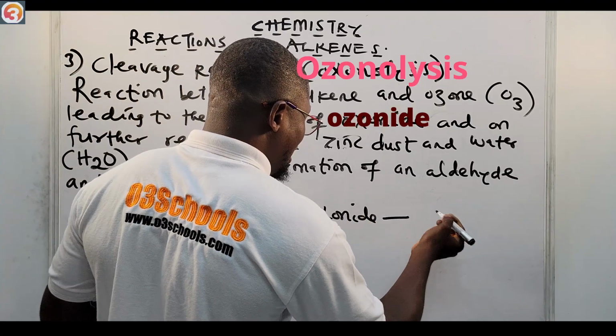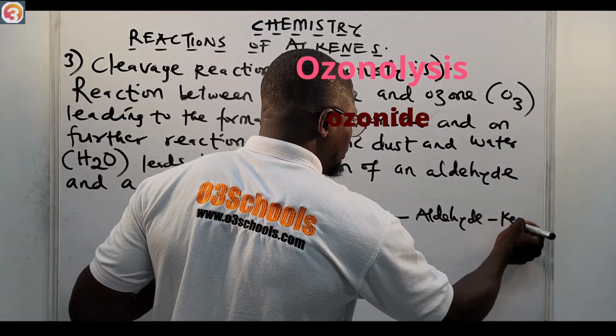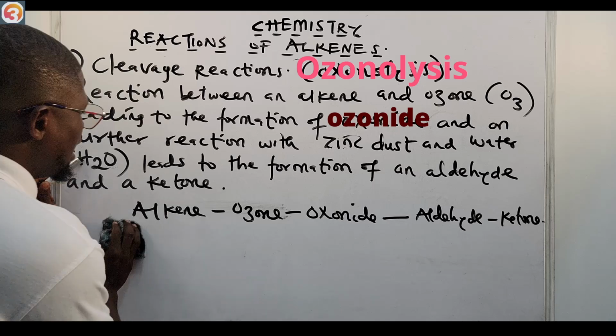Okay, you now have what now? Again, what? Aldehyde. You now have what? Ketone. Okay, so this is the pathway for the reaction. So let us see how it happens.